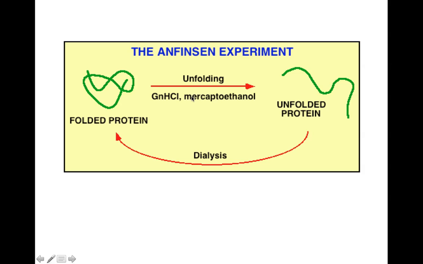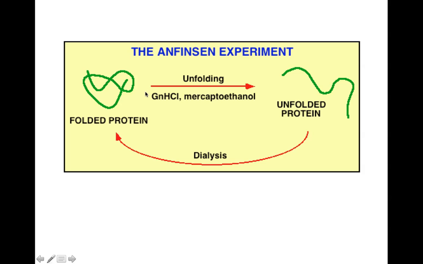Now you have two chemicals here, and these two chemicals are doing two different things. The guanidinium hydrogen chloride is an example of a chaotrope. And what the chaotrope would do, it would disrupt the hydrophobic interactions. Now another chemical that could have been used here would have been urea. Urea is also a chaotrope, and it will serve the same function as guanidinium hydrogen chloride did. It will disrupt the hydrophobic interactions.